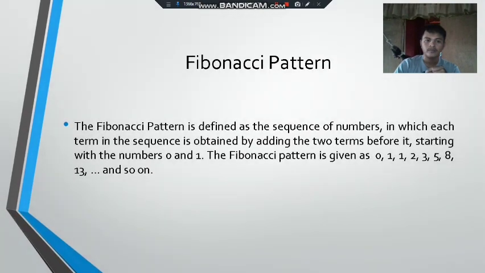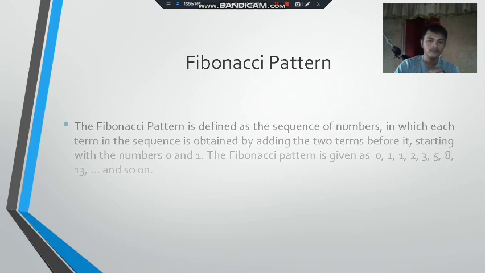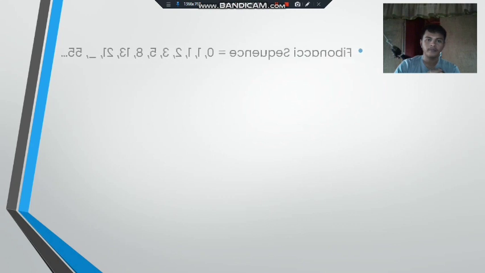Fibonacci pattern. The Fibonacci pattern is defined as the sequence of numbers in which each term in the sequence is obtained by adding the two terms before it, starting with the numbers 0 and 1. The Fibonacci pattern is given as 0, 1, 1, 2, 3, 5, 8, 13, and so on.